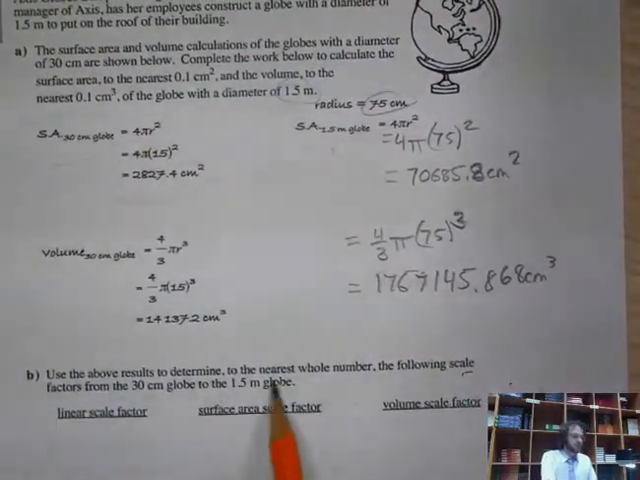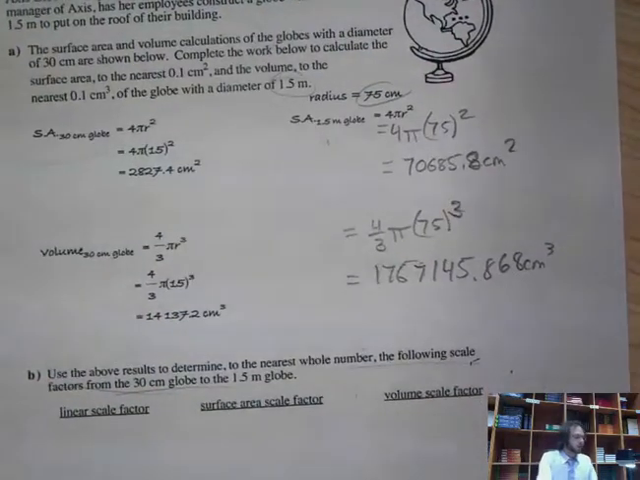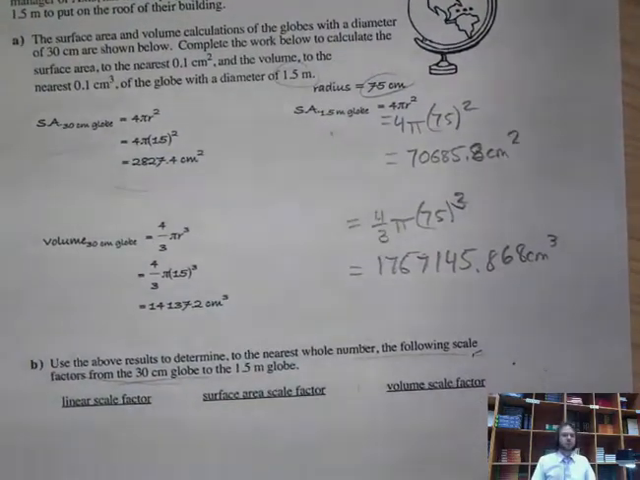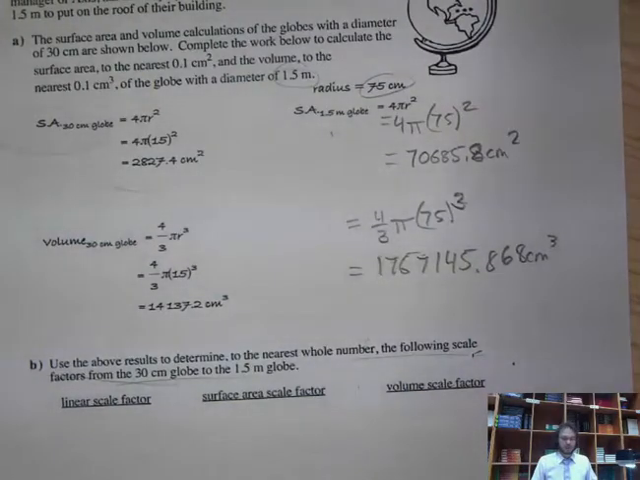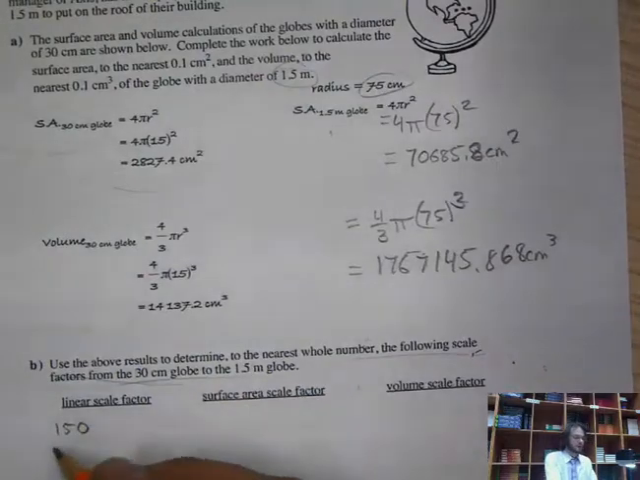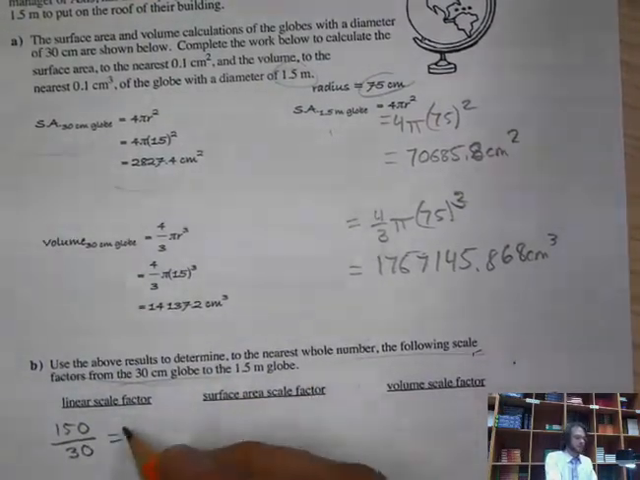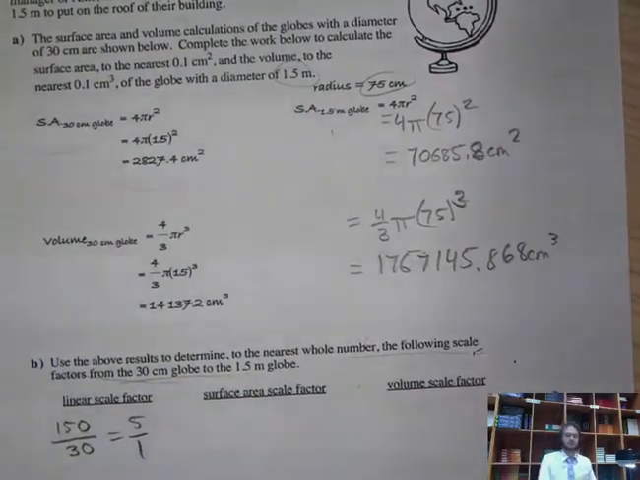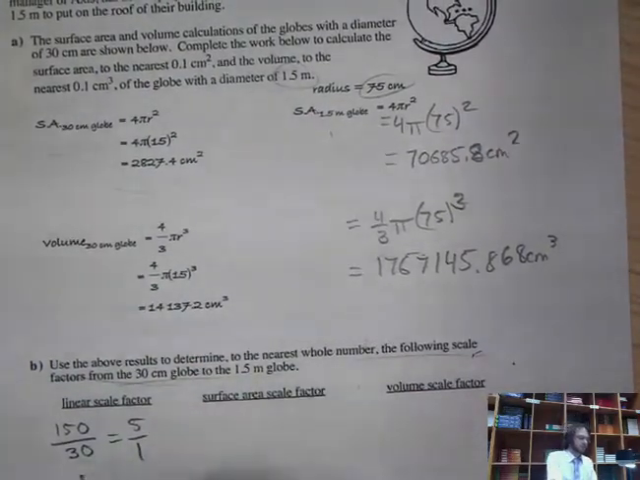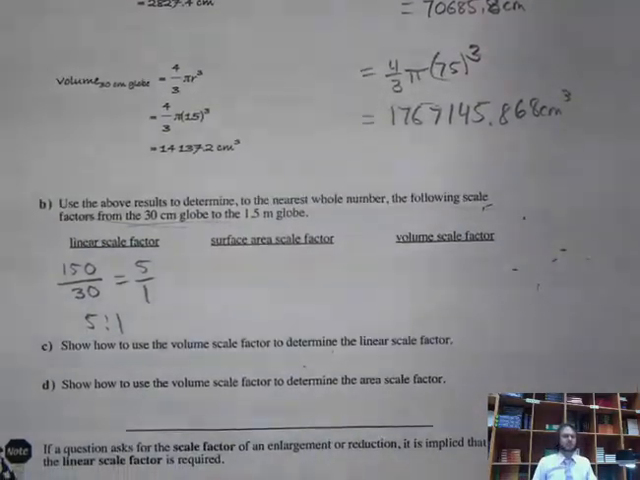Now, use the results to determine, to the nearest whole number, the following scale factors for 30 centimeters. So we want the linear scale factor. What is going to be the linear scale factor? Well, it's 150, the diameter, over the actual diameter of 30, which gives me 5 over 1, which is the same as 5 to 1. There, so you can see it all.